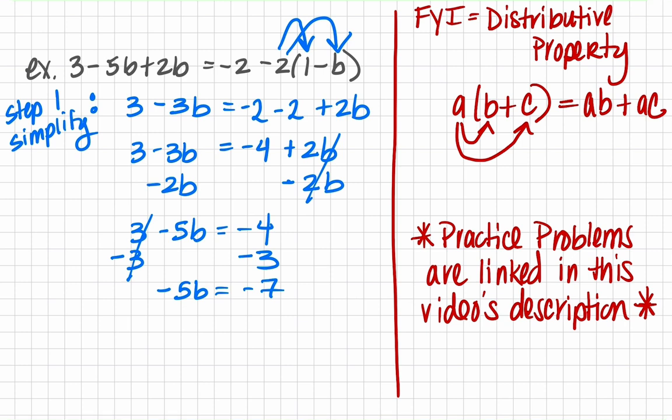To get this finally isolated, since it is multiplied by negative 5, I have to divide it by negative 5. So I must divide it by negative 5 on this side. b is finally by itself and isolated. And then you have positive 7 over 5. And there you have it.